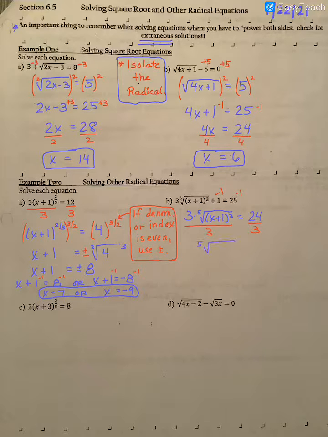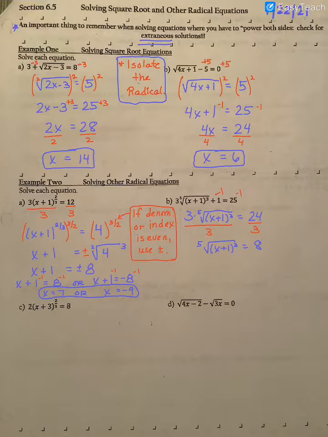The fifth root of x plus 1 to the third equals, and 24 divided by 3 is 8. Okay. Now, do we have the radical isolated by itself? And of course, the answer is yes, the radical is by itself. So, to continue, now that the radical is by itself, we have to get rid of that radical.